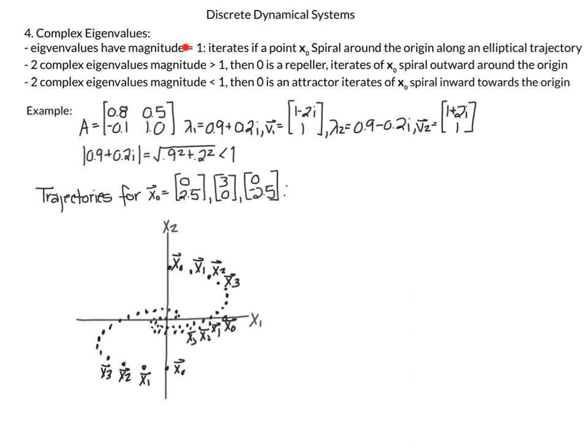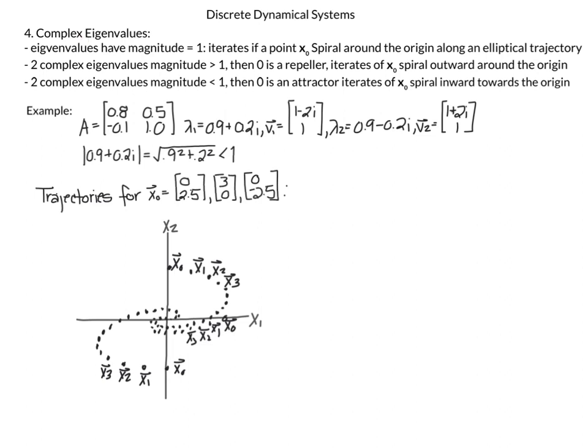Looking then at the magnitude of my eigenvalue, the magnitude of 0.9 plus 0.2i is going to be less than 1. So if I take a look at my trajectories starting at these 3 points, I get these spirals, things that kind of spiral in towards the origin. So this is my summary.